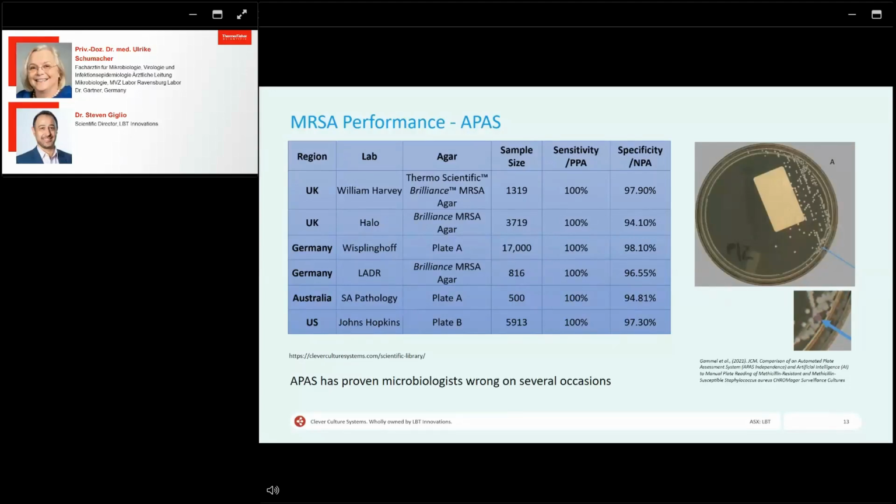And we know that APAS has proven microbiologists wrong on several occasions. A lot of these studies demonstrate that humans do miss the needle in the haystack, the colony of MRSA, that when you're screening tens or hundreds of plates, you invariably miss them. There's an example of that on the right-hand side, and this is MRSA growing on a BD plate, published out of Johns Hopkins in 2021. You can see on the image of the full plate, it looks almost negative, but if you zoom in, you'll see a morph colony there, which is suggestive of MRSA.